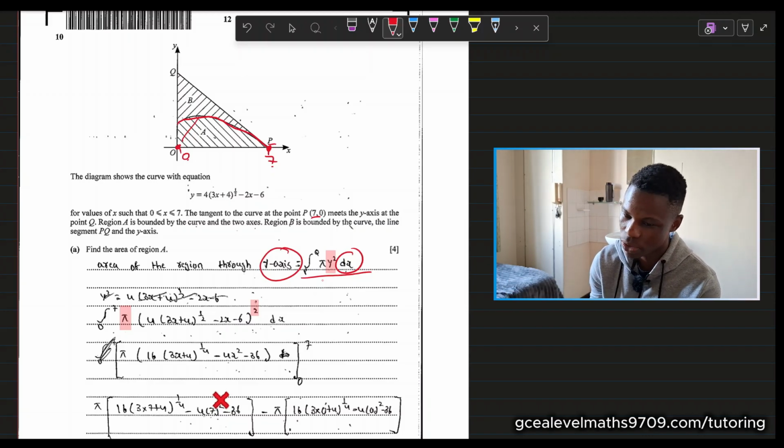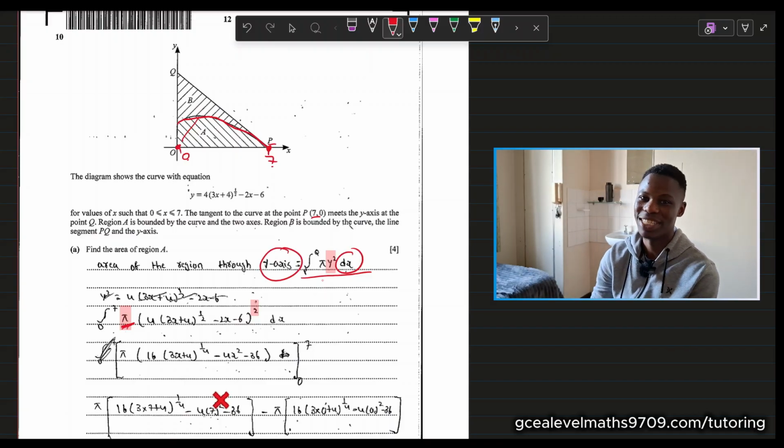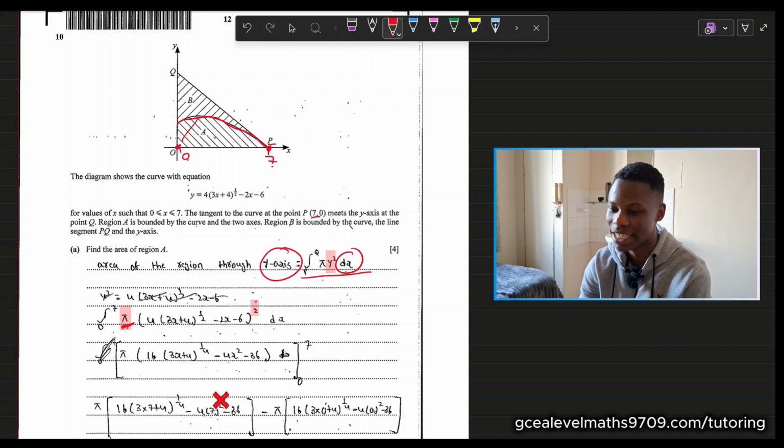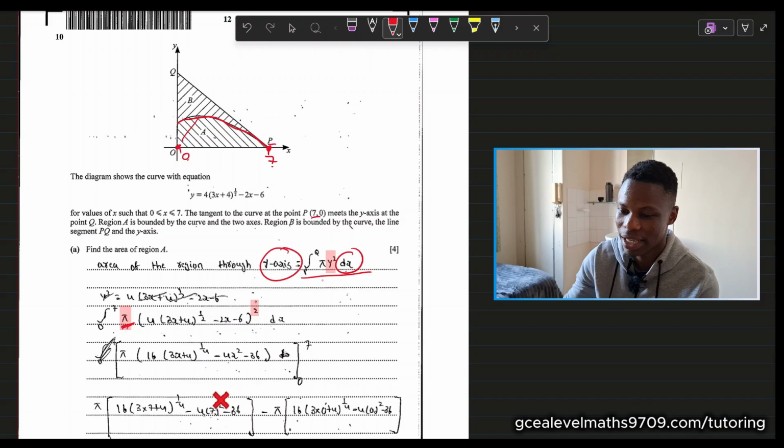As soon as you bring in this pi, you're already thinking of volume of revolution. So you overcomplicated it. You didn't need to have pi. You didn't need to find y squared. You just were supposed to integrate your curve, limits 0 to 7.